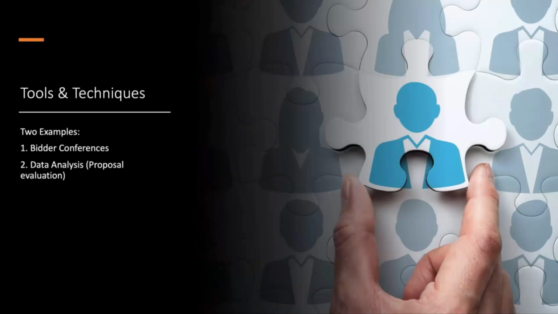Tools and techniques. There are 2 examples of tools and techniques, and they are bidder conferences and data analysis. Bidder conferences are meetings between the buyer and prospective sellers before proposals are submitted. They're used to clarify understanding of prospective bidders. During this technique, no bidder receives preferential treatment.